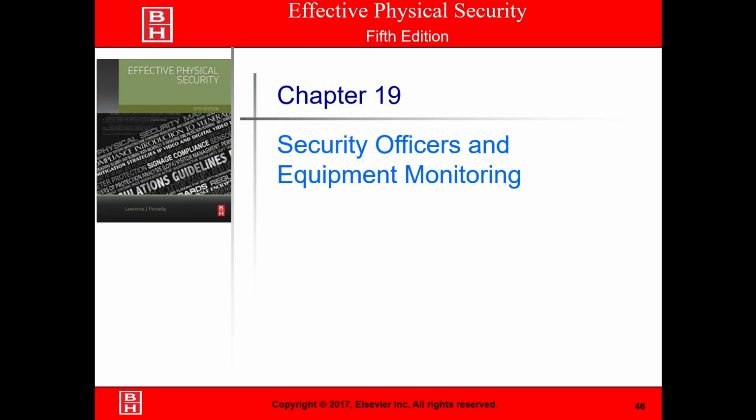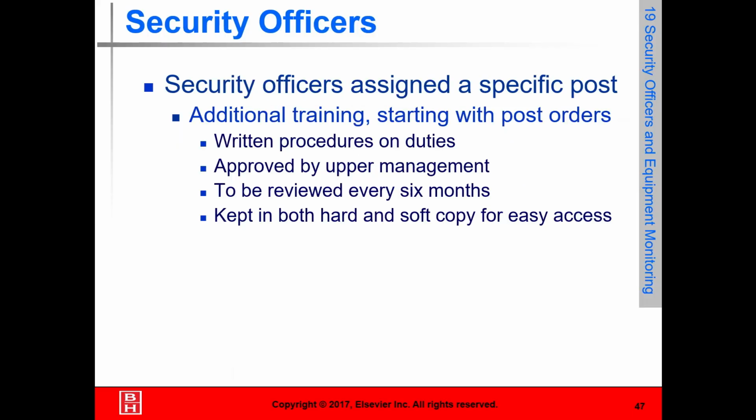Let's take a look at Chapter 19, Security Officers and Equipment. After basic training, security officers will be assigned to a specific post. Each post requires additional training because each subunit has more stuff that they need to go over. Post orders are written. One's written to policies. These policies tend to remain in place. Let's look at some key words.